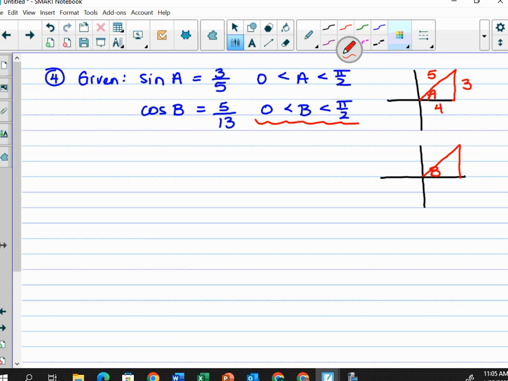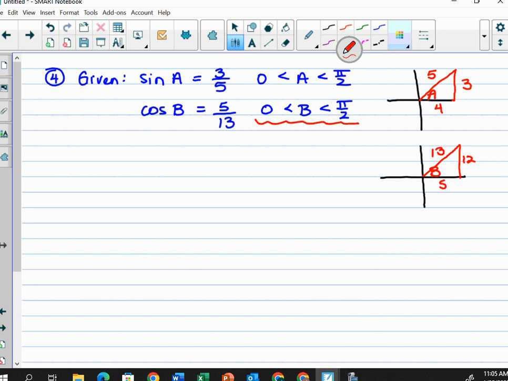Cosine is 5 over 13, so adjacent is 5, hypotenuse is 13. What's the other side? 12. How do I know? Pythagorean theorem. And that's a common Pythagorean triple: 5, 12, 13.